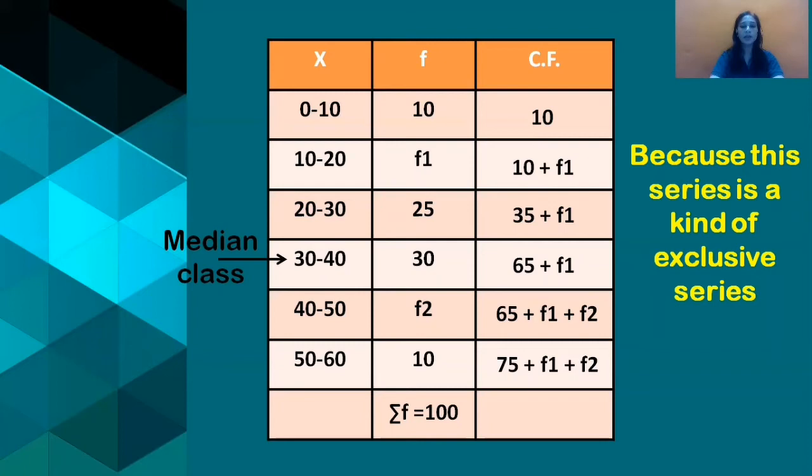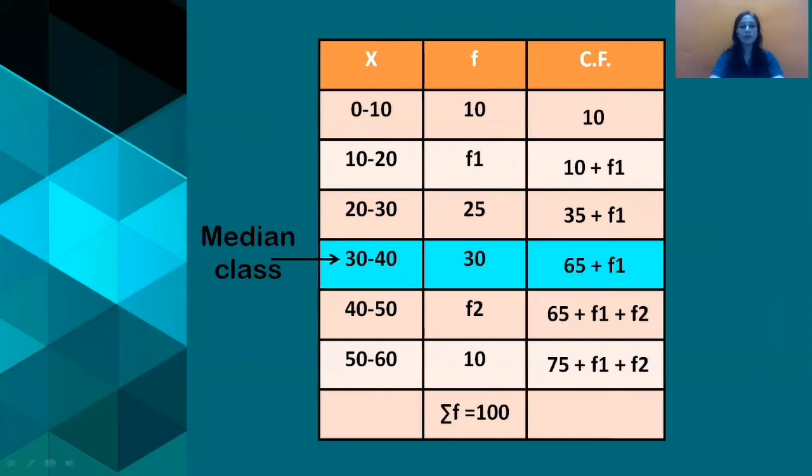So that means 30 will not come in the 20 to 30 and it will come in the 30 to 40. So that is why I have taken 30 to 40 as the median class. Now this is showing you with the highlighted color. I have highlighted the class. This is the median class. Now with this, we will see how we can find the median.